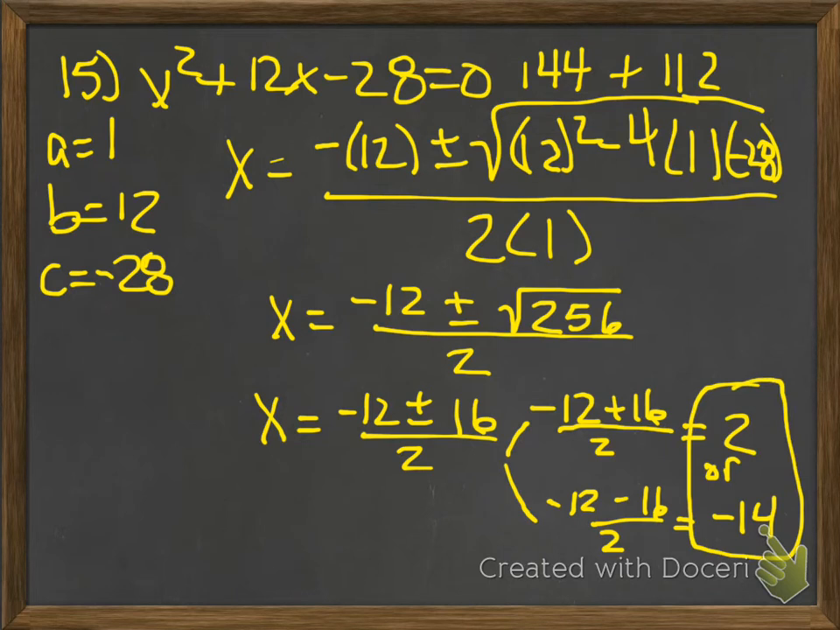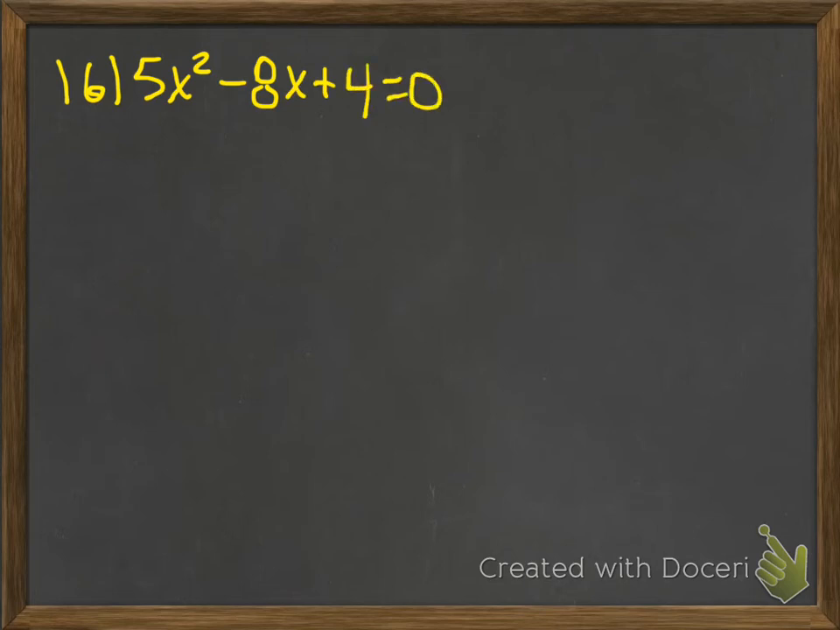Again, if there's any questions, please ask. The next one, number 16, I've got 5x squared minus 8x plus 4 equals 0. Notice how these all equal 0 because they have to equal 0. So A is 5, B is negative 8, C is equal to 4.